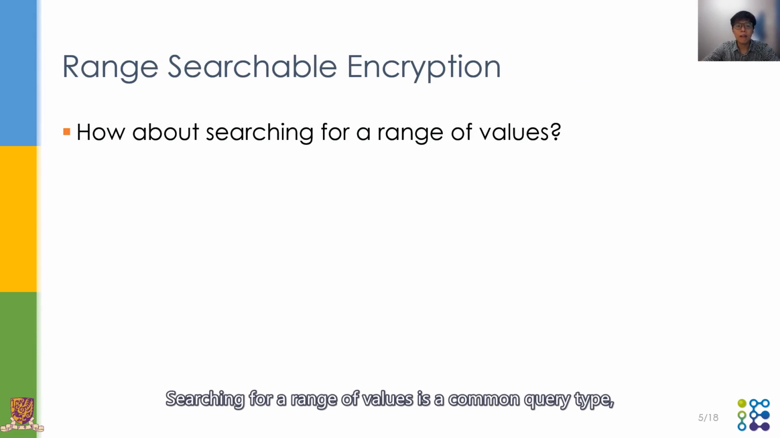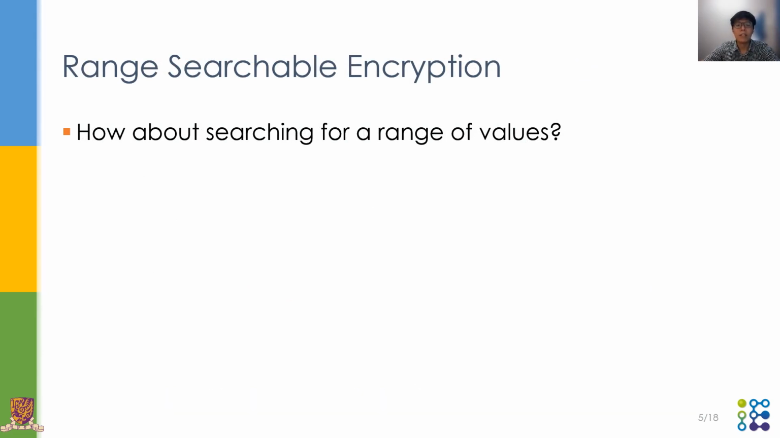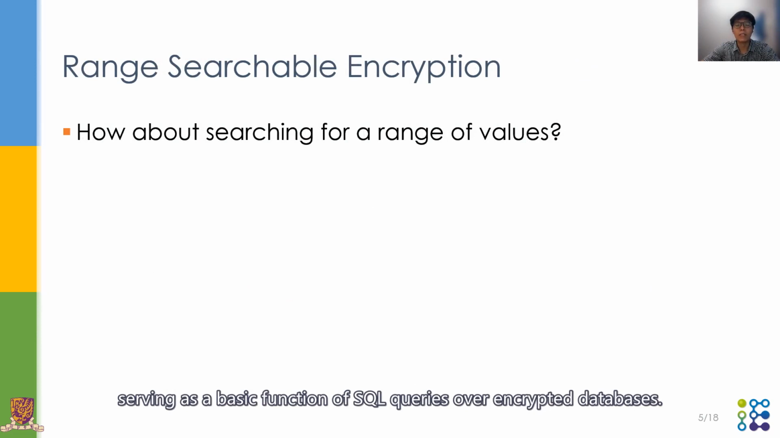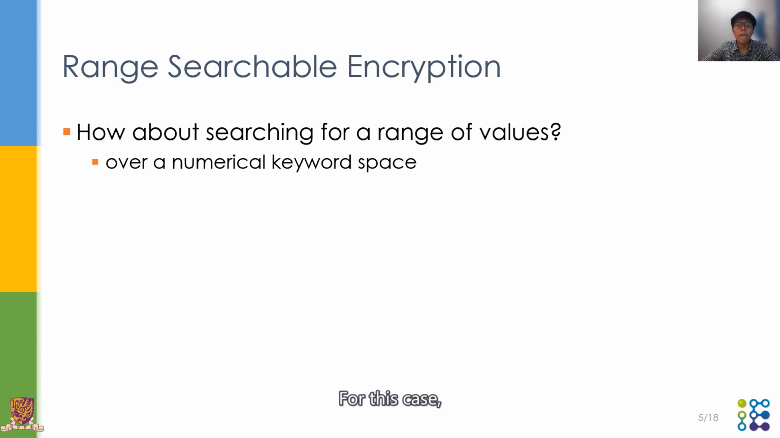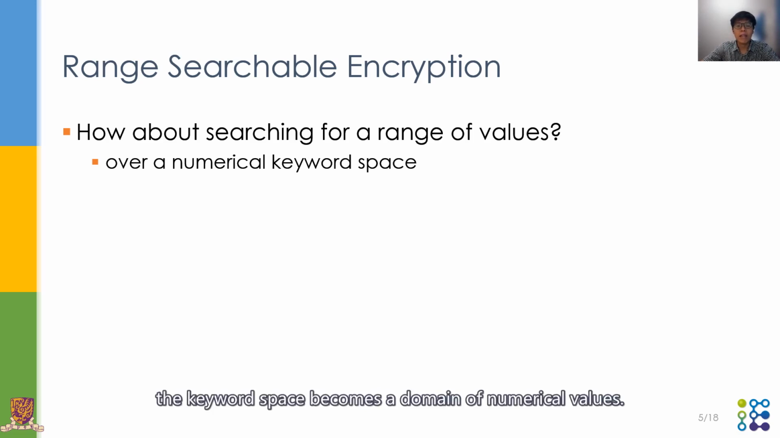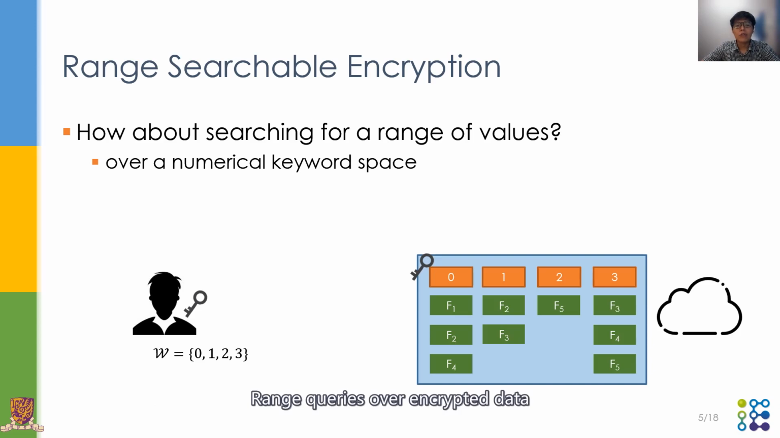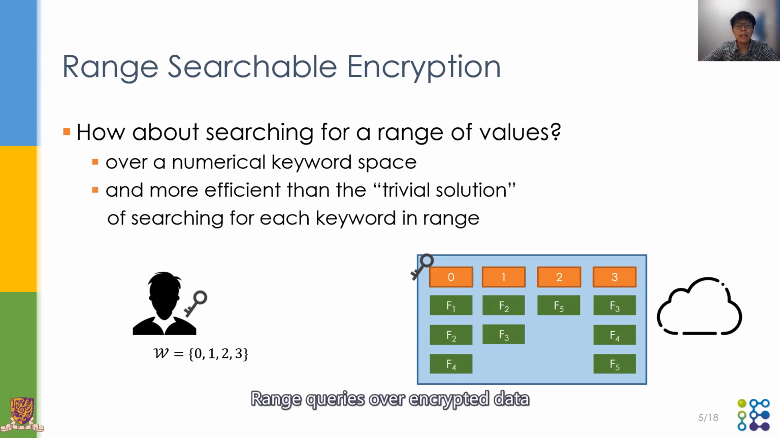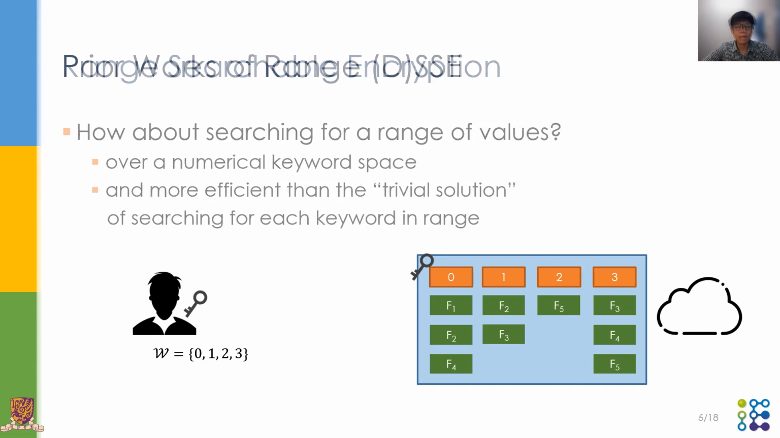Searching for a range of values is a common query type, serving as a basic function of SQL queries over encrypted databases. For this case, the keyword space becomes a domain of numeric values. Range queries over encrypted data should be supported in a way that is more efficient than naively searching each value in the range one by one.